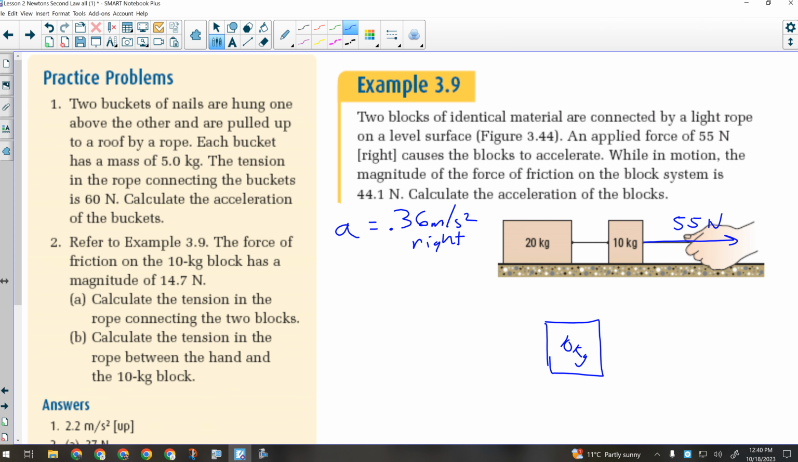Okay? So the 3 forces are the force of friction, which we were told is 14.7 newtons, the tension in the rope, which is the force, incidentally, we're being asked to find in this question, and the applied force of 55 newtons. Okay? Those are the 3 forces. And I'm being asked to find this one. Okay. Do I know the mass of the block and the acceleration of the block? What can I find with those 2 numbers?